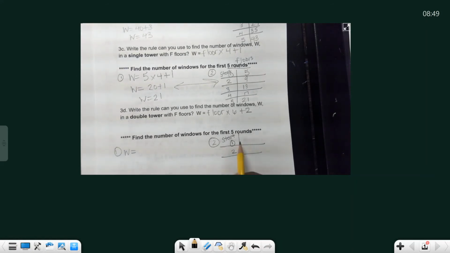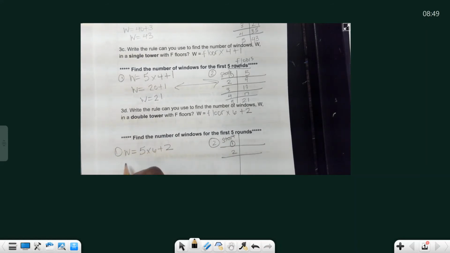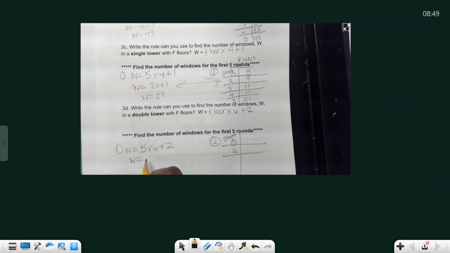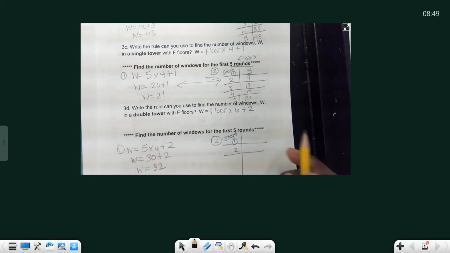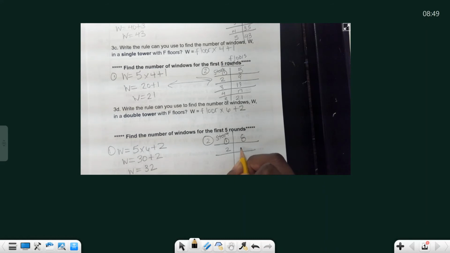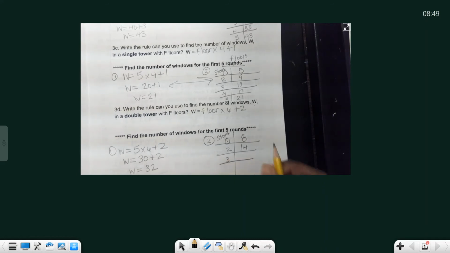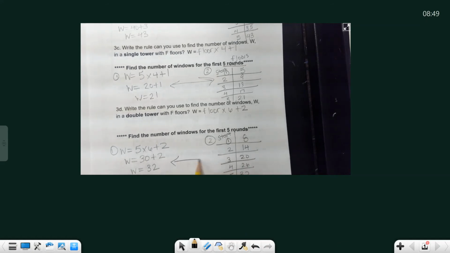All right, so we're looking for 5 again. So W equals 5 times 6 plus 2. What's 5 times 6? 30. And 30 plus 2? 32. All right, now we start with how many on a double tower? 8. And we add 6, so the second floor has 14. The third floor? 20. Fourth? 26. And the fifth? 32. So it's 32 windows.